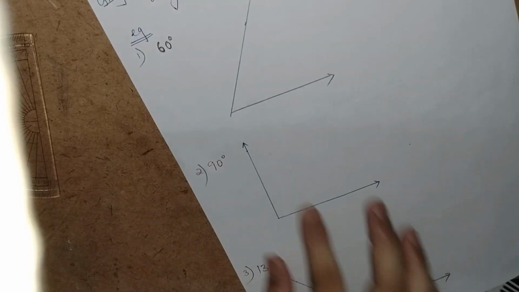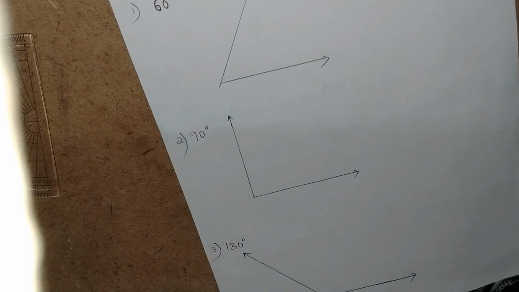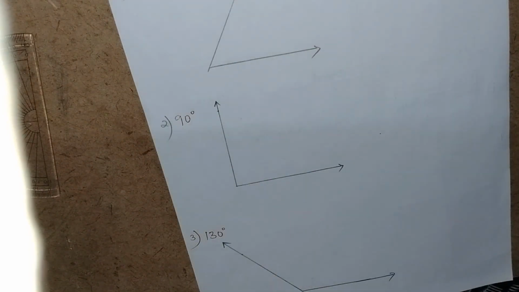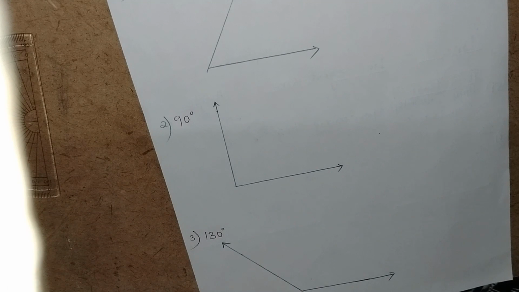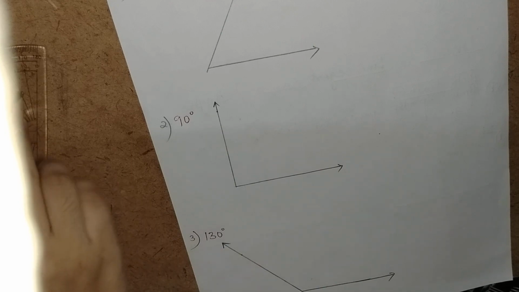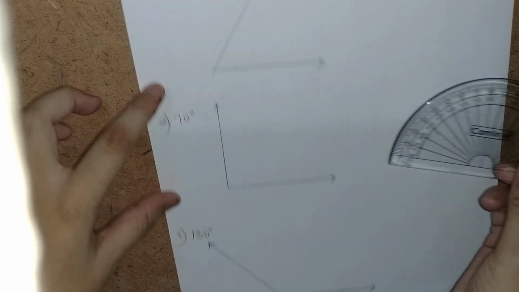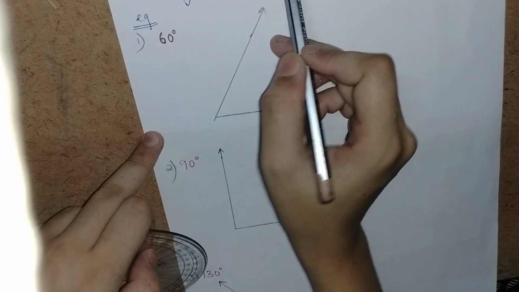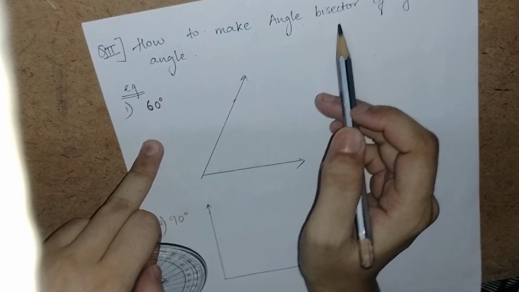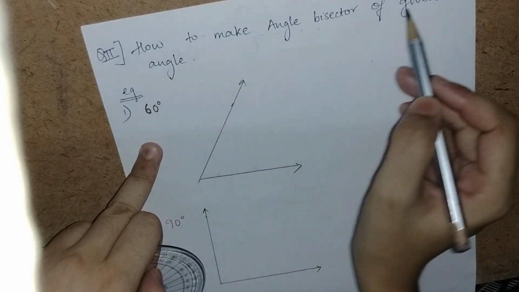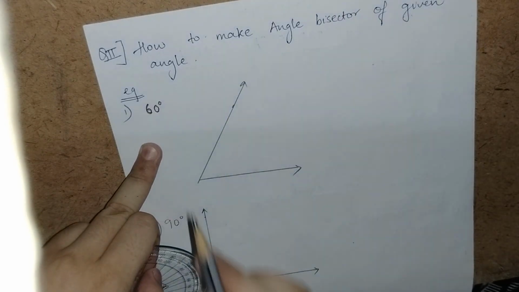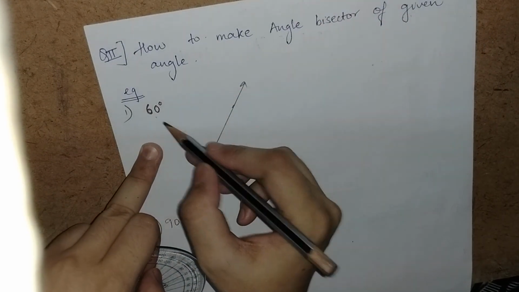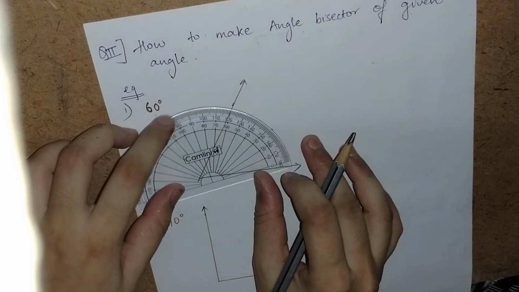Now, the second topic we will learn in this chapter is how to make the angle bisector of a given angle. Now you know what an angle is. You know how to draw an angle also. So, how to make the bisector of a given angle. You know what an angle is, and how to make an angle, you also know that.